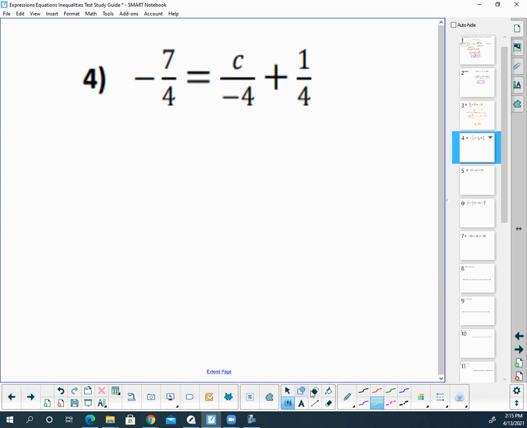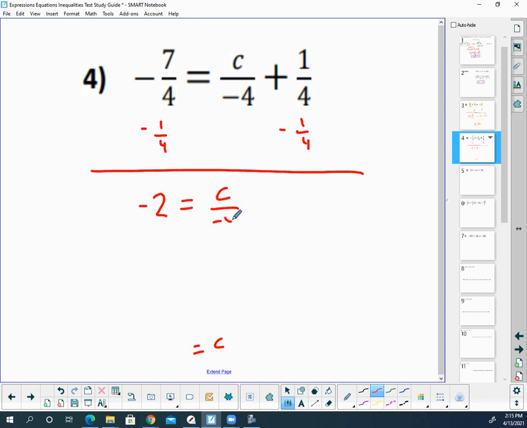Next problem. I want to eventually isolate c, get c by itself. So the first thing I'm going to do is subtract 1/4 from both sides. When I subtract 1/4 from both sides, I get -7/4 minus 1/4 is -8 over 4, which is also -2. So I have -2 equals c over -4. So my original equation is this. I subtract 1/4 from both sides, I get this: -2 equals c over -4.